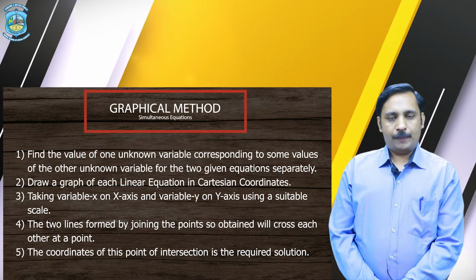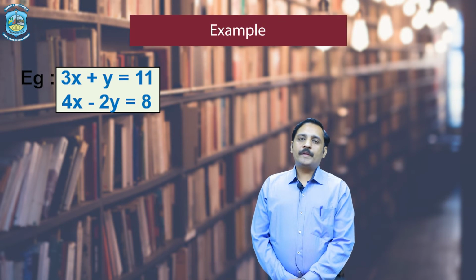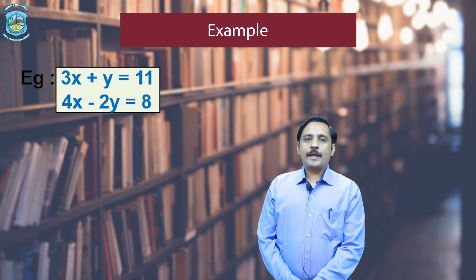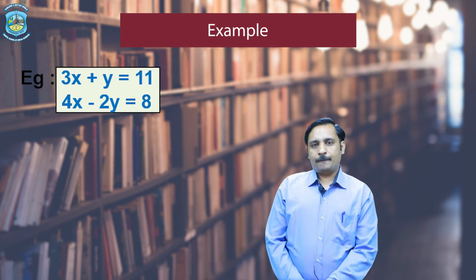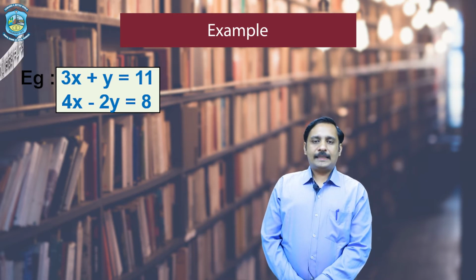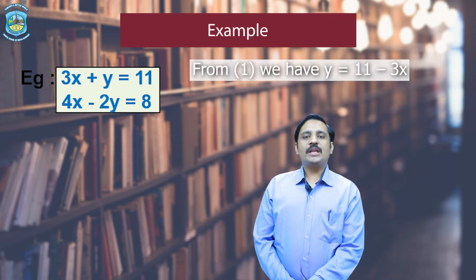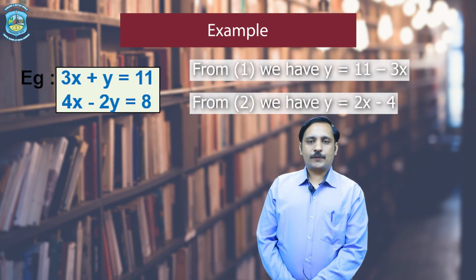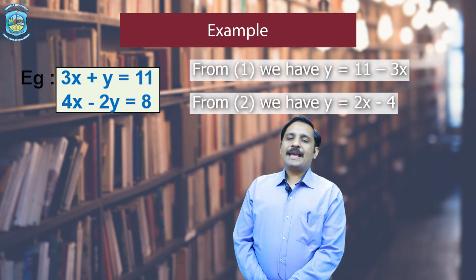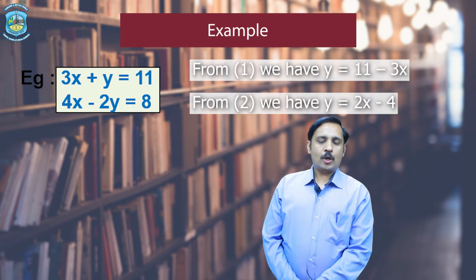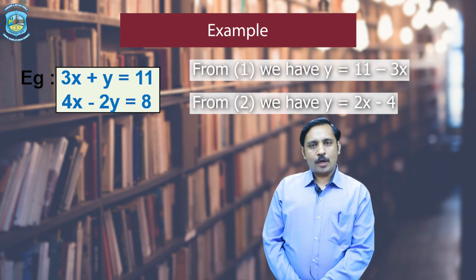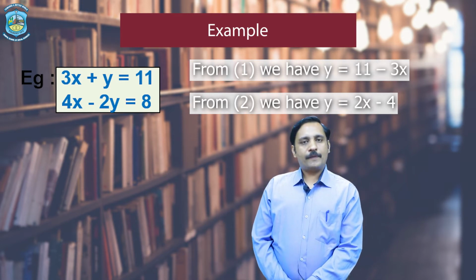Now let us see an example. Suppose we are given simultaneous equations 3x plus y is equal to 11, and 4x minus 2y is equal to 8. Here from equation number 1 we can say that y is equal to 11 minus 3x. On solving equation number 2 we get y is equal to 2x minus 4. Here x is called the independent variable because we can take any values of x, and y is called the dependent variable because the value of y depends on the value of x.